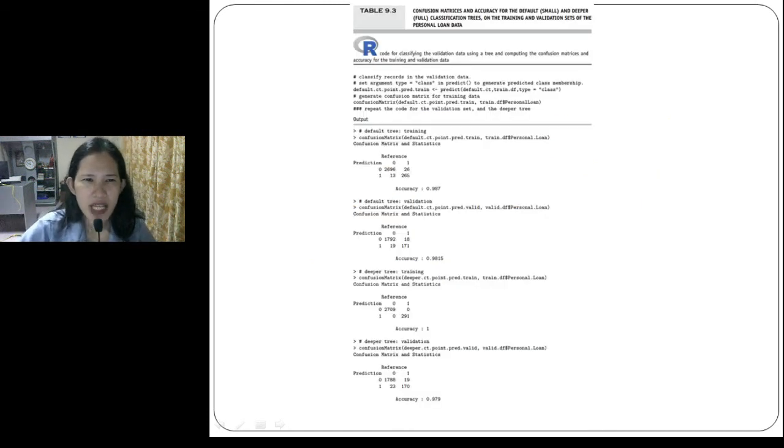Next, we have this script for creating the confusion matrices and accuracy for the default, or the small, and the deeper, or the full, classification trees on the training and validation sets of the personal loan data.